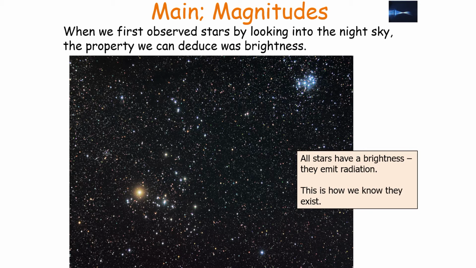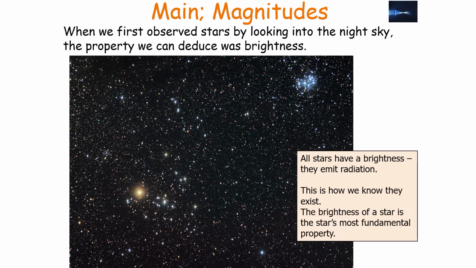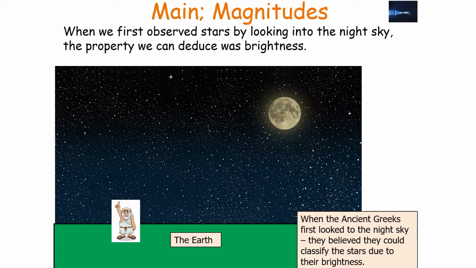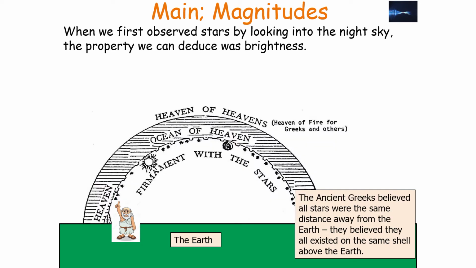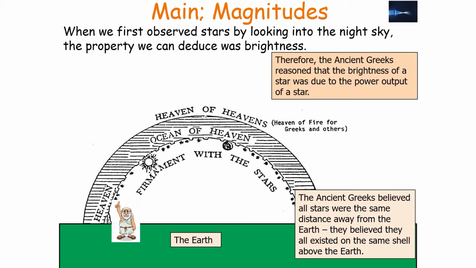So when we first observe stars, we look into the night sky. Because all stars have a brightness, they emit radiation. So the brightness of a star is a star's most fundamental property. So when the ancient Greeks first looked into the night sky, they believed they could classify the stars due to brightness. Now all of the ancient Greeks believed that all stars were the same distance away from the Earth. They believed that they all existed on the same shell above the Earth.